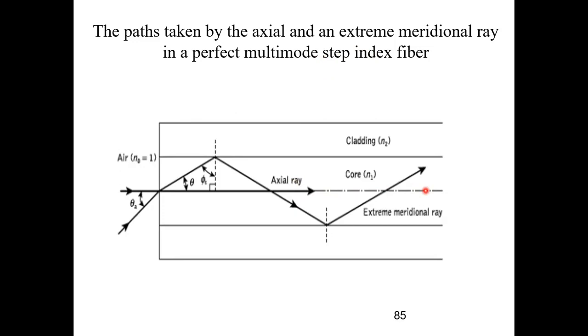And how can I calculate pulse broadening? By finding out the time taken by that particular ray. So if T1 is the time taken by one ray and T2 by another, then T1 minus T2, the difference in the time, will give me the delay difference between the two rays. So our aim is to calculate the time taken by each ray to reach the output.